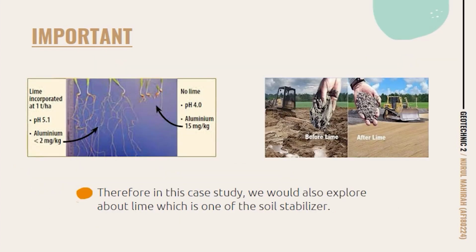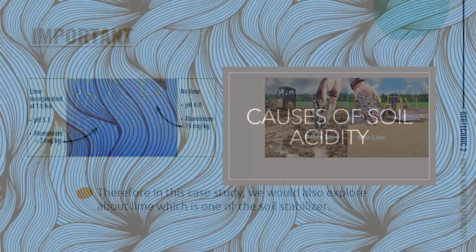Therefore, in order to solve soil acidity, a soil stabilizer like lime can be used. Thus, in this case study, we will also explore how lime works as a soil stabilizer. Next, I will pass to my members.